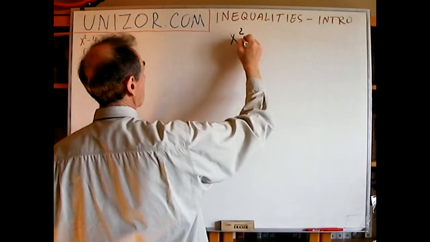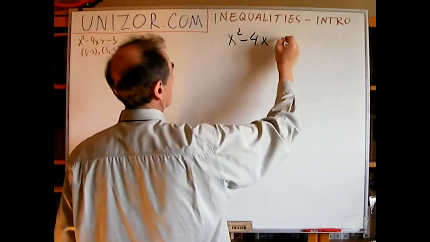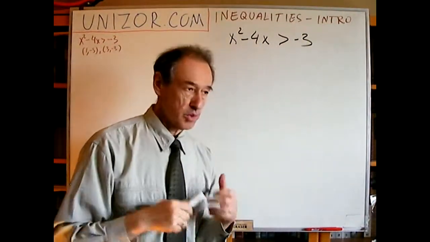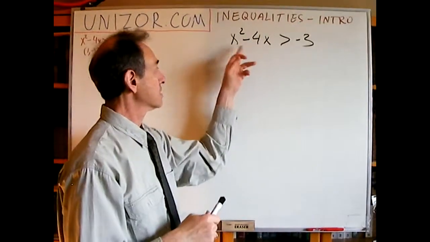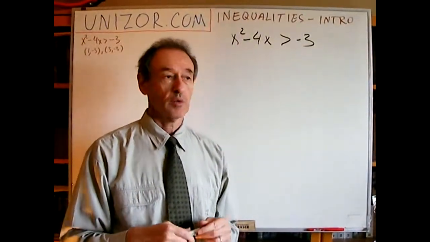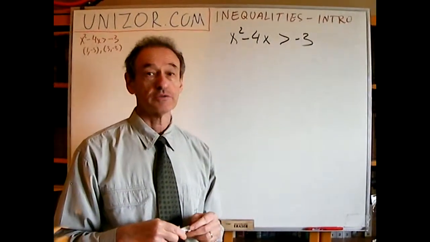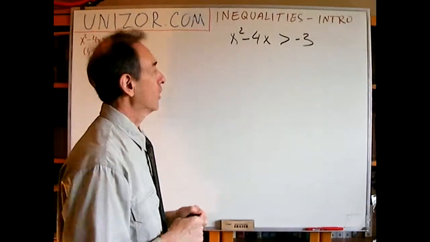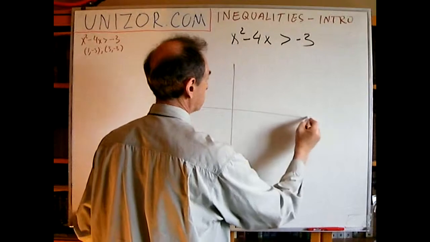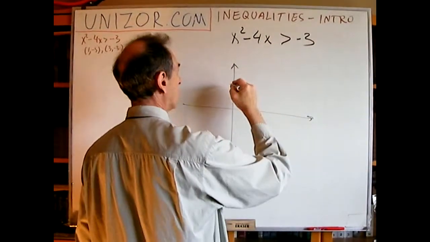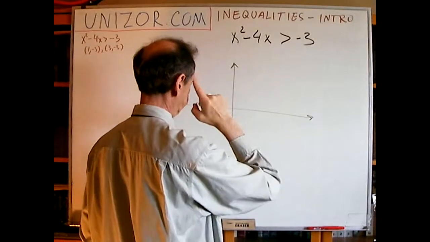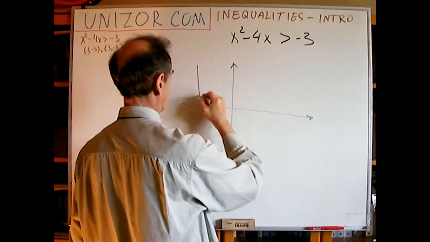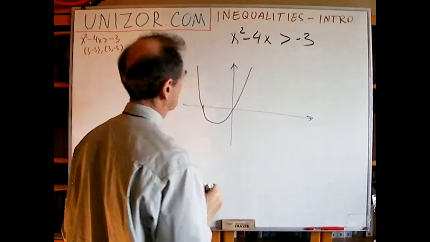The inequality is x squared minus 4x greater than minus 3. Alright, now, what we know is that this is a polynomial of the second degree which has a graph of a parabola. Now, let's think about what kind of parabola this is. Well, you remember that if you have a parabola, right?